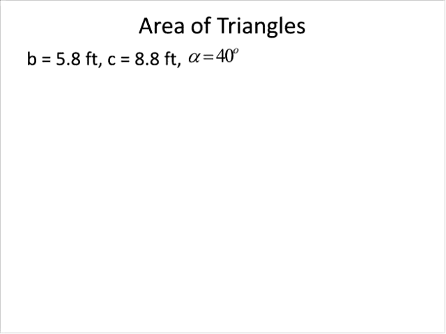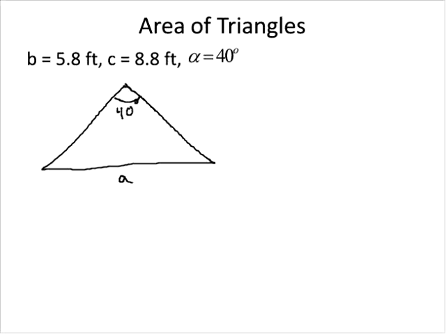Here's an example. I have two sides, B and C, 5.8 feet and 8.8 feet. And I have angle alpha, that's 40 degrees. Now, remember, we're going to draw ourselves out a nice triangle, which we're going to do every time. So if I call this angle alpha, so that's 40 degrees, of course, this side would have to be A. Let's call this angle beta. I don't know what it is, but I know the side opposite that is 5.8 feet. And that would leave this side as gamma, which would make this side 8.8 feet.